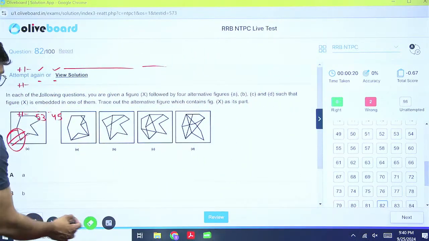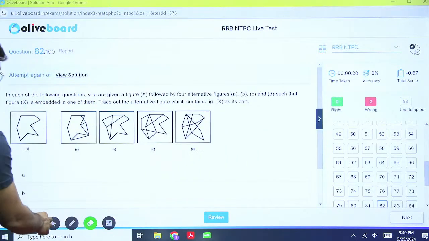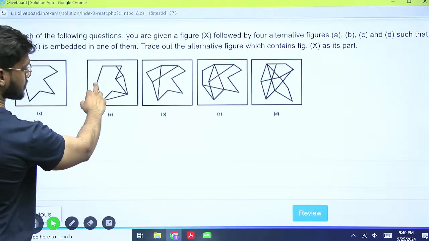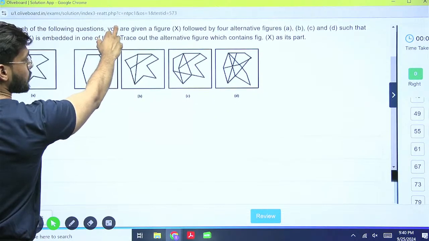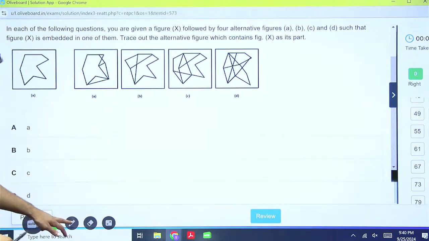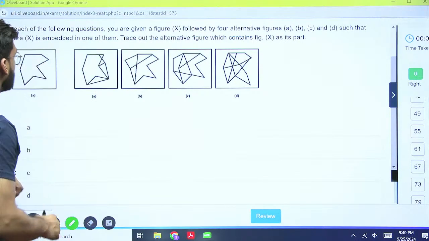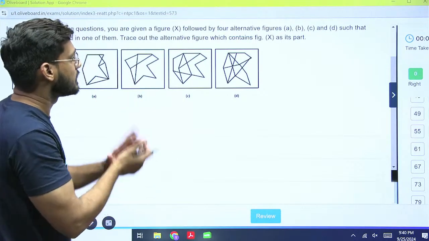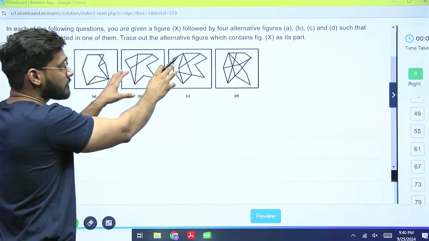Okay, the next question is on our screen and it is the figure embedded question. I hope the content is visible to you all. Now what we have to do: in each of the following questions you are given a figure X followed by 4 alternative figures, A, B, C and D, such that figure X is embedded in one of them.